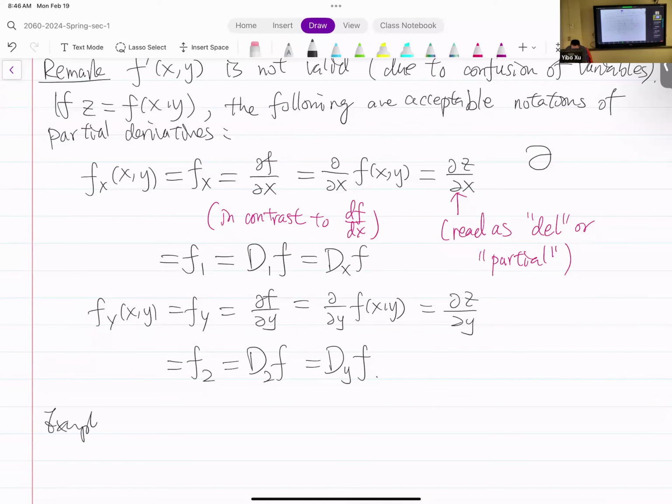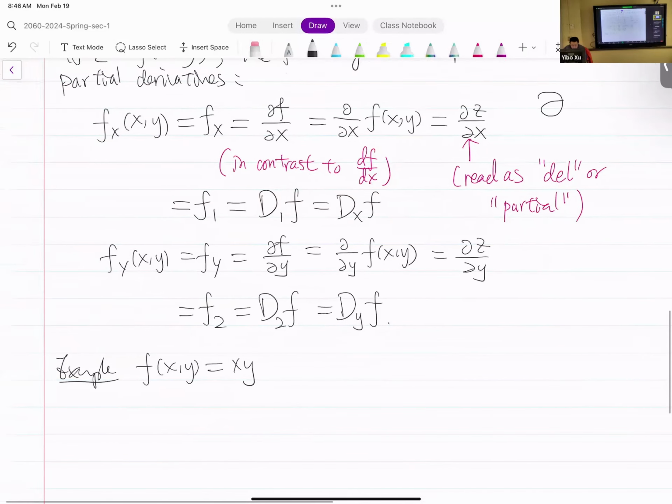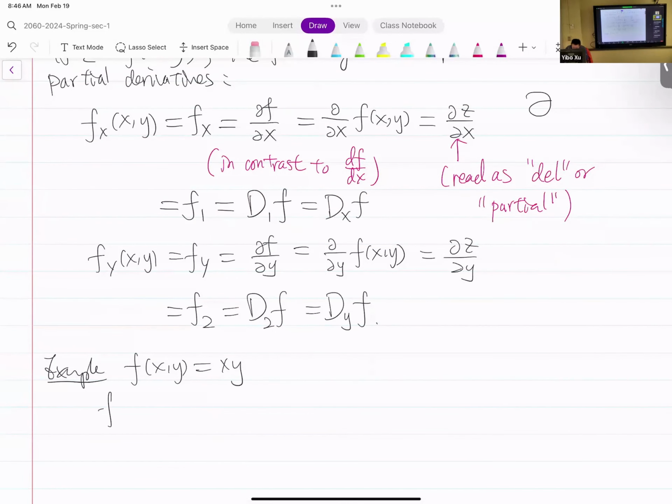Example. Let's look at f of x, y. So let's look at some fundamental functions. Let's say f of x, y is x times y. So let's talk about the partial derivative with respect to x. When you talk about the partial derivative with respect to x, you're treating y as a constant. So x times y, now treating y as a constant, this is actually a linear function in terms of x, right? This is just a constant number y in front of x, right?